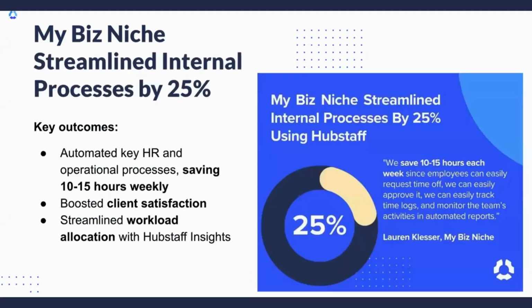But to get to how Hubstaff has been able to help them, Lauren Klesser was the ops manager over there, and she was kind enough to mention a couple different things in terms of how Hubstaff in general has been able to streamline some internal processes, even by 25%. Before, she mentioned that her managers were doing a lot of manual admin work. For checking things like timesheets and productivity, going member by member, they were spending a lot of their time on spreadsheets. So what Hubstaff as a whole was able to accomplish for them was to reduce that manual work by roughly 10 to 15 hours.